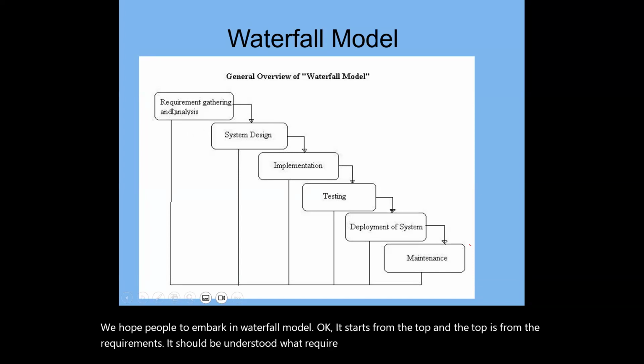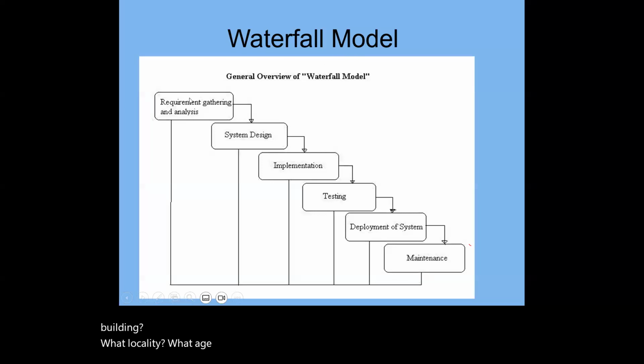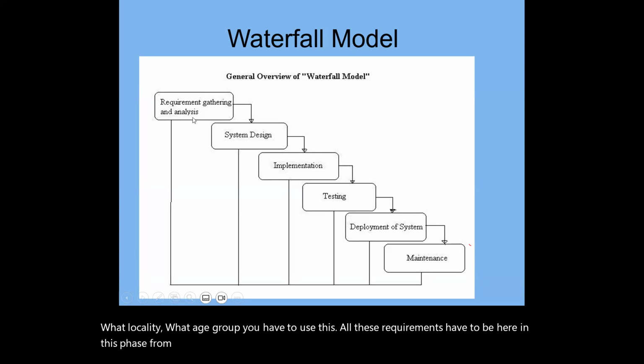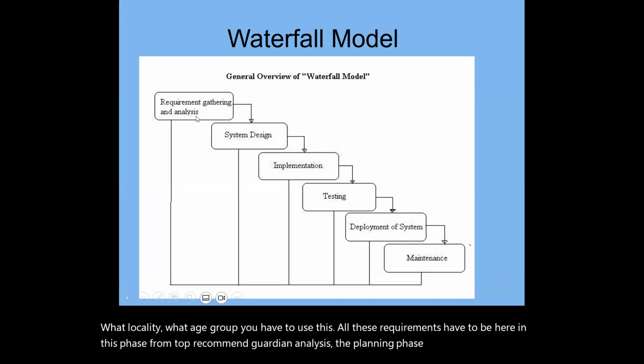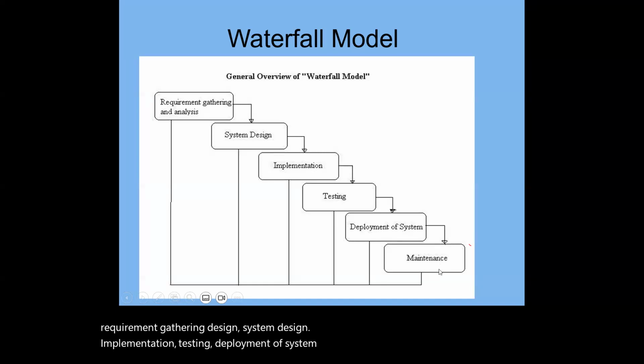What software are you building? What locality? What age group will use this? All those requirements have to be covered in this phase from the top. Requirement gathering and analysis, the planning phase. This is the topmost thing that happens in any software development life cycle. From there, they go on to system design, implementation, testing, deployment of the system, and then maintenance.